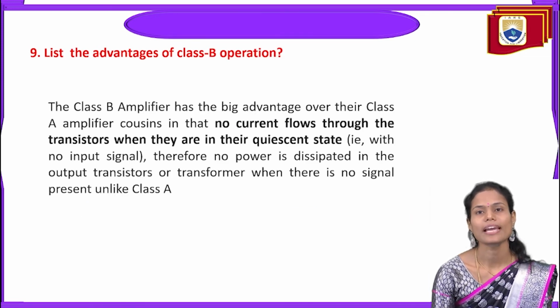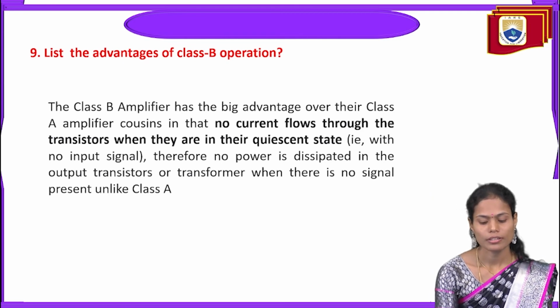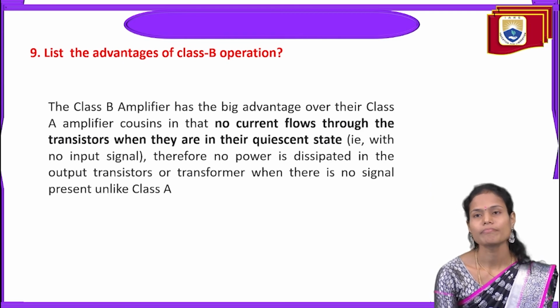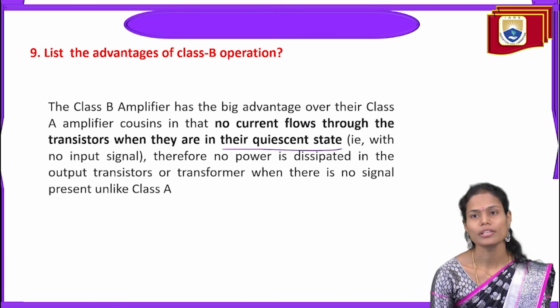And next, list the advantages of class B operation. See here, the advantage of the class B amplifier is that no current flows through the transistor when it is in its quiescent state. So that is the basic advantage of the class B power amplifier.